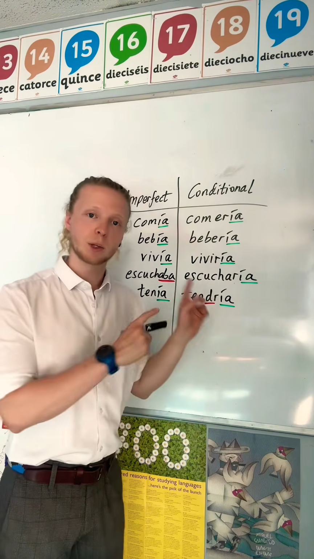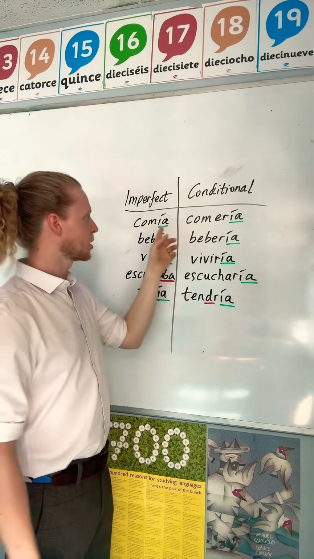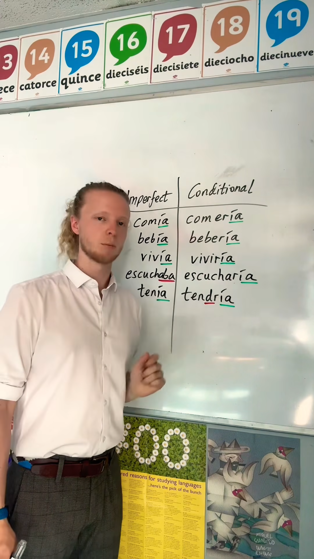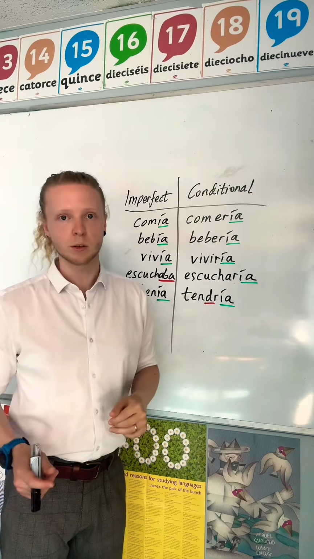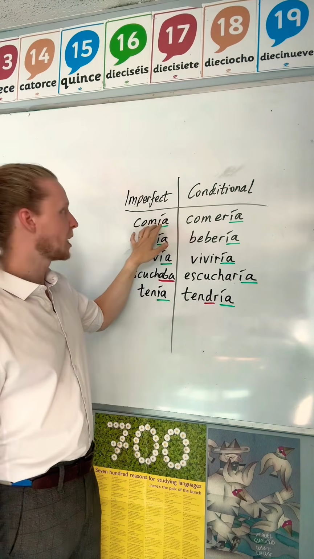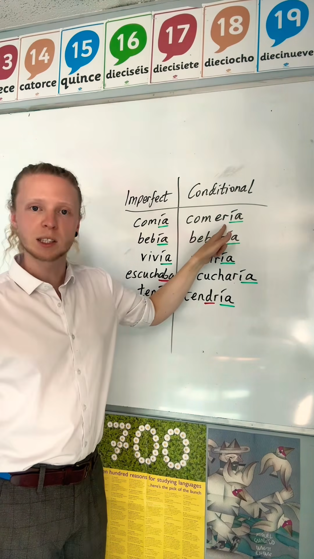The main area I want to talk about today is how it can be confusing with words like comería. What's the difference? Comía, comería. I might see the ia ending and think, oh, that's the imperfect, or think that's the conditional. It happened with my year 10 class today. The difference is comía, I used to eat, and comería, I would eat, the infinitive ending.